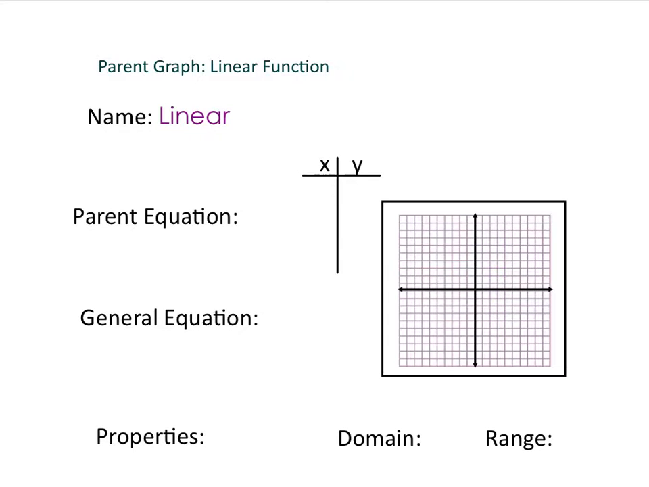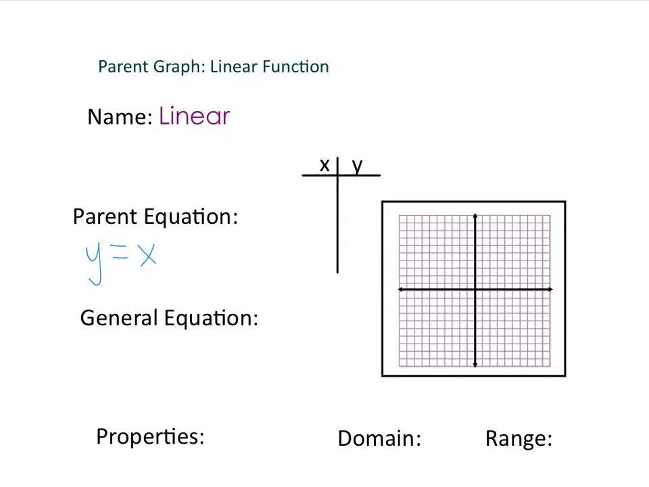So let's look at linear first. If I want to write down some characteristics of a linear function, let's first remember the parent equation. The parent equation is y equals x. Right? So the exponent on x is 1. This is linear. It will eventually be a straight line.